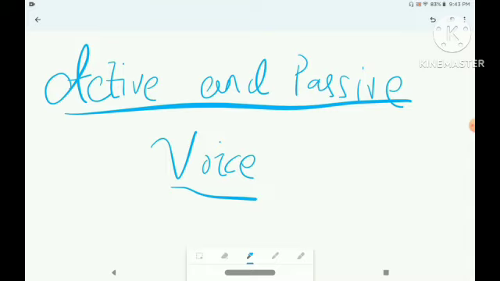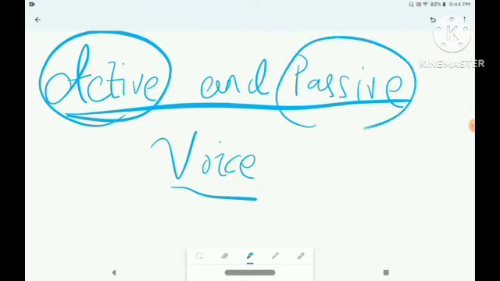So let's start without any further delays. Okay, so our first thing we will learn is what is this active voice, what is this passive voice, because if we don't learn that, we cannot continue further. So let's start learning that.